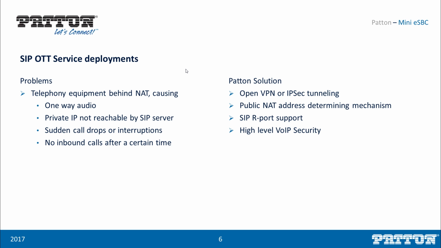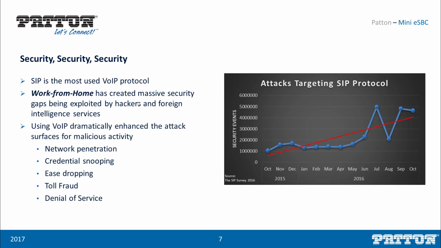and different loads are put on it, you can end up with one-way audio. You can end up with private IPs not being reachable by a particular SIP server. You can have call drops and interruptions. After a certain period of time, you're not able to get inbound calls. And so, Patton is delivering a solution that really solves for some of these nitpicking things that cause people to sometimes not like VoIP. We are supporting OpenVPN and IPsec, and we do public NAT address determination. We do the SIP-R port support, and then of course we offer a high level of VoIP security, which is really what the big job of the SBC is.